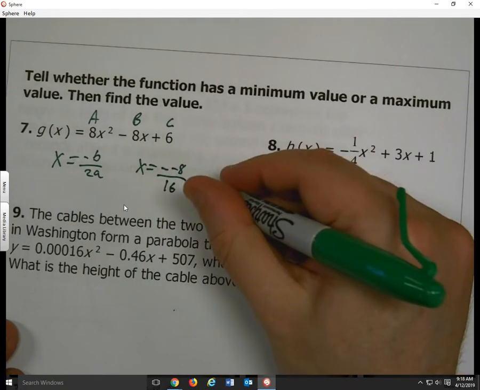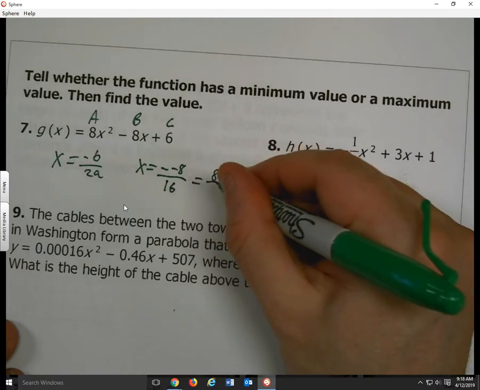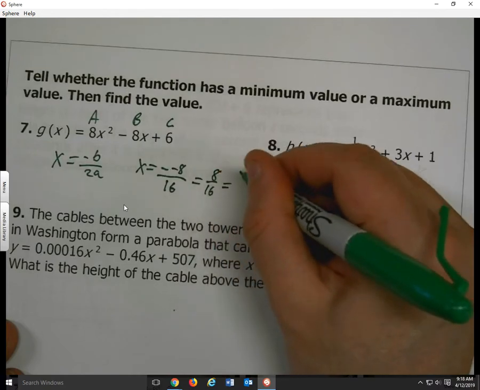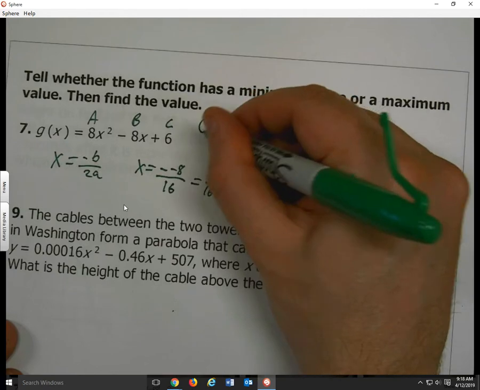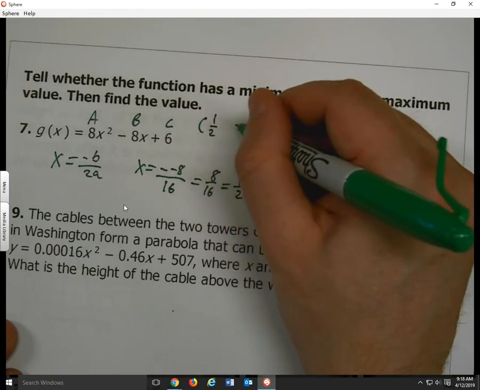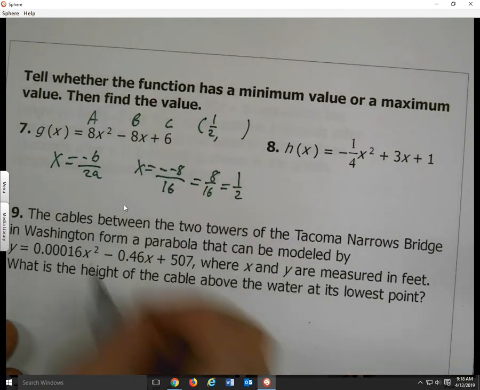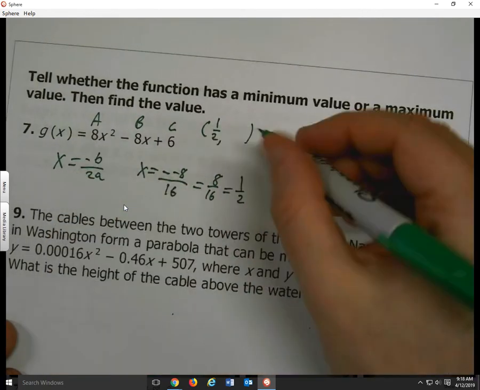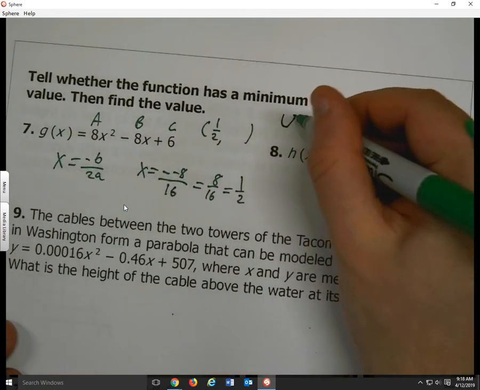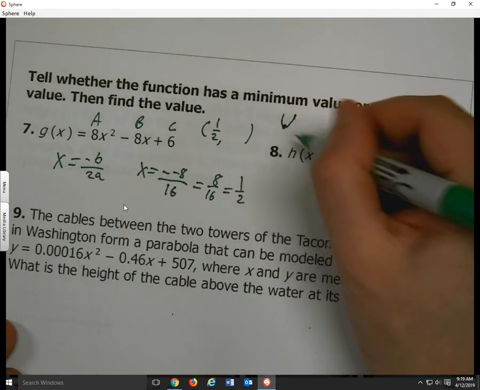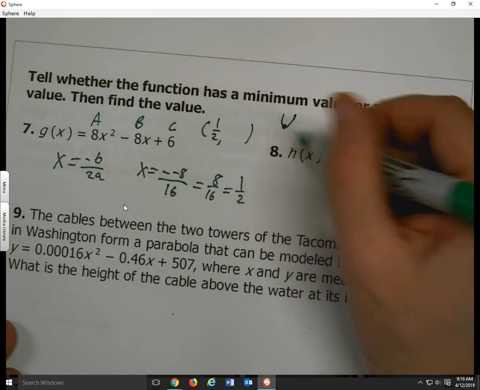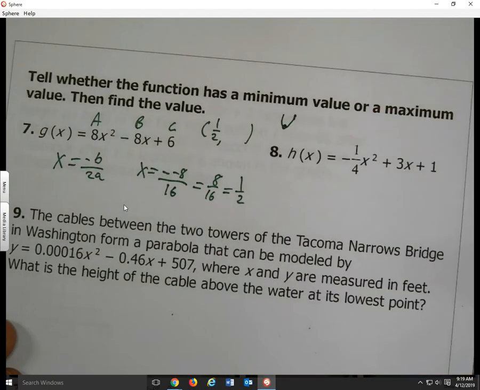And then 8 over 16 would be the same thing as a half. You found the axis of symmetry, but you still didn't find the height, the minimum or maximum value. Oh, by the way, if it's positive, it's going to be smiling. So is that going to be a minimum or maximum value? Well, that would be a minimum, right? Because it's down at the furthest point in the parabola.